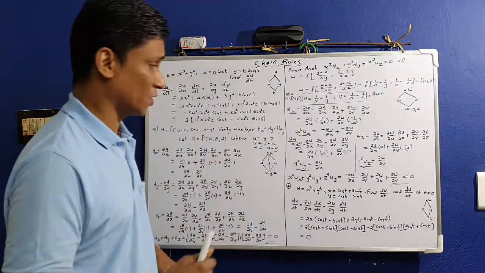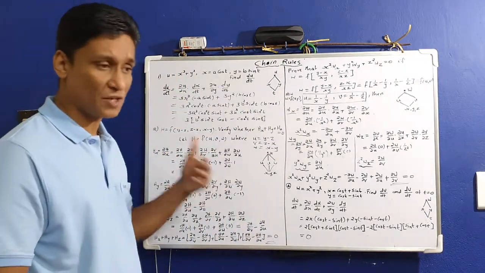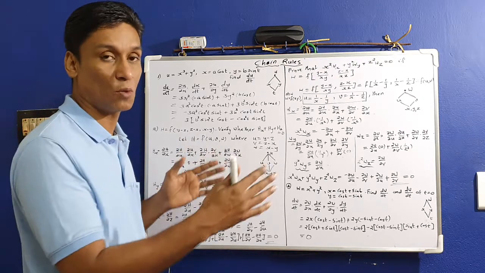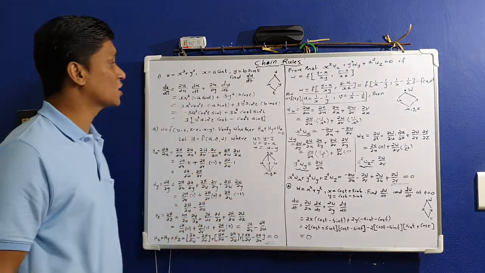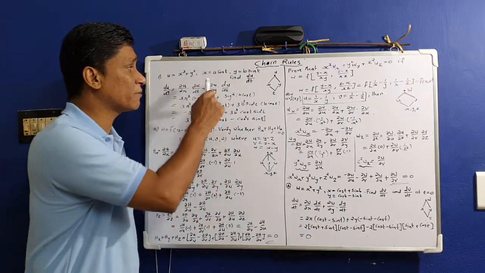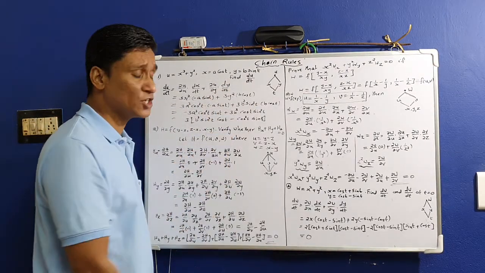Now come to the first one. These are all mixed problems. Different chain rules depending upon the problem have to be applied. Okay, so the first problem is u equal to x cube plus y cube, given x equal to a cos t, y equal to b sin t.